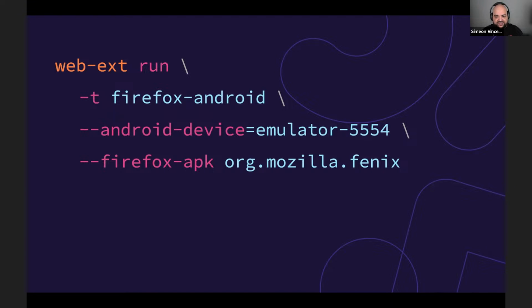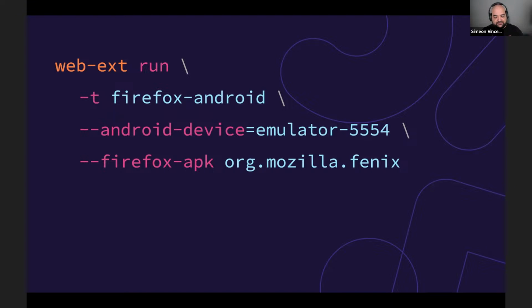So we're telling web-ext to run this on Firefox for Android. The Android device, if you don't have that specified when you run the command, if you just run it with the -t flag, web-ext will tell you that it doesn't know what device to connect to, and it will list all of the devices that are available. In this case, since we're using an emulated version, I already know the ID, so I provide that as Android device equals emulator, blah, blah, blah. And then finally, if you have multiple different Firefox APKs, different Android versions of Firefox installed on your device, you will need to specify which version you want to run.